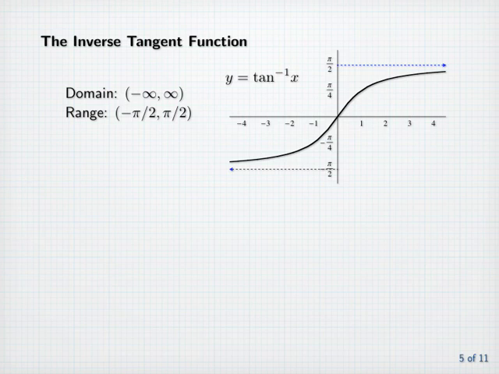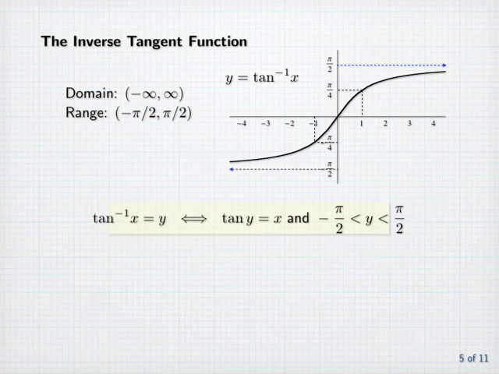Notice that since the values of tangent at plus and minus pi over 4 are plus and minus 1, the values of inverse tangent at plus and minus 1 are plus and minus pi over 4. Also, inverse tangent of x approaches pi over 2 as x approaches infinity, and minus pi over 2 as x approaches minus infinity. All this comes down to the following definition.